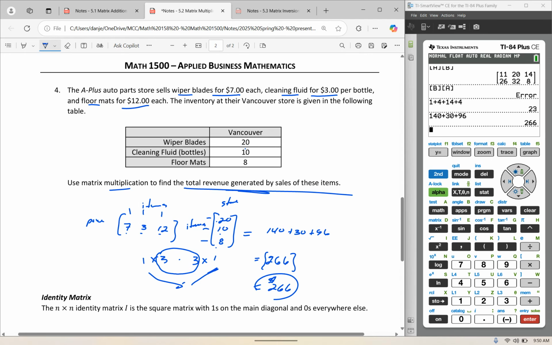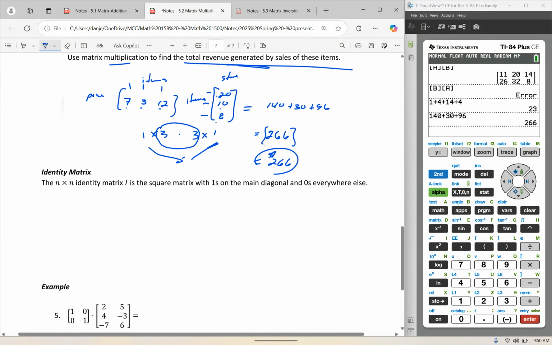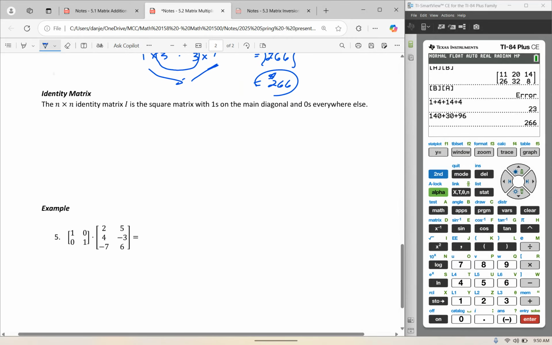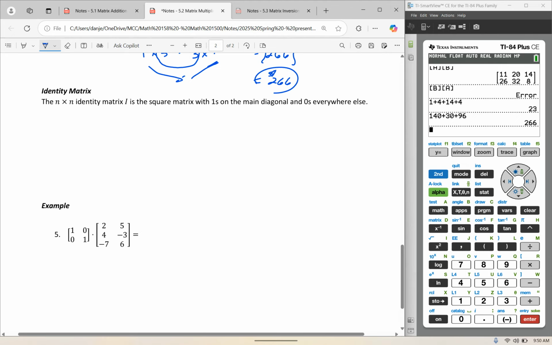Okay. Last topic, last item for this video is what we call the identity matrix. The n by n identity matrix we call the identity matrix I. That's a capital I. It's a square matrix. So notice it's an n by n identity matrix. There's a 1 by 1, a 2 by 2, a 3 by 3, 4 by 4, and so on. 1's on the main diagonal and 0's everywhere else. So the 2 by 2 identity matrix is 1, 0, 0, 1.